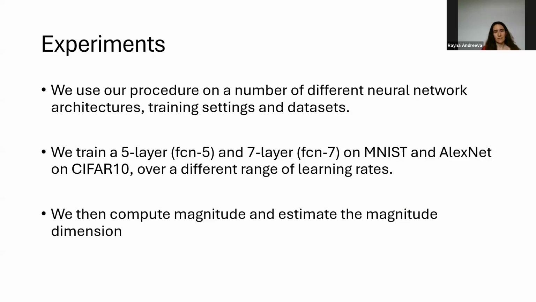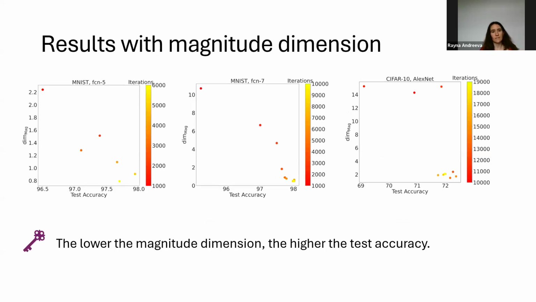So how well does this work in practice? We have evaluated the magnitude dimension over a number of different neural networks, training settings and datasets. For each one of these, we computed magnitude and also estimated the magnitude dimension. So how well does this work? Here on the x-axis, we see the test accuracy. On the y-axis, we see magnitude dimension. And what we have observed is that the lower this dimension, the higher the test accuracy. And this holds across multiple different datasets and also neural network architectures.